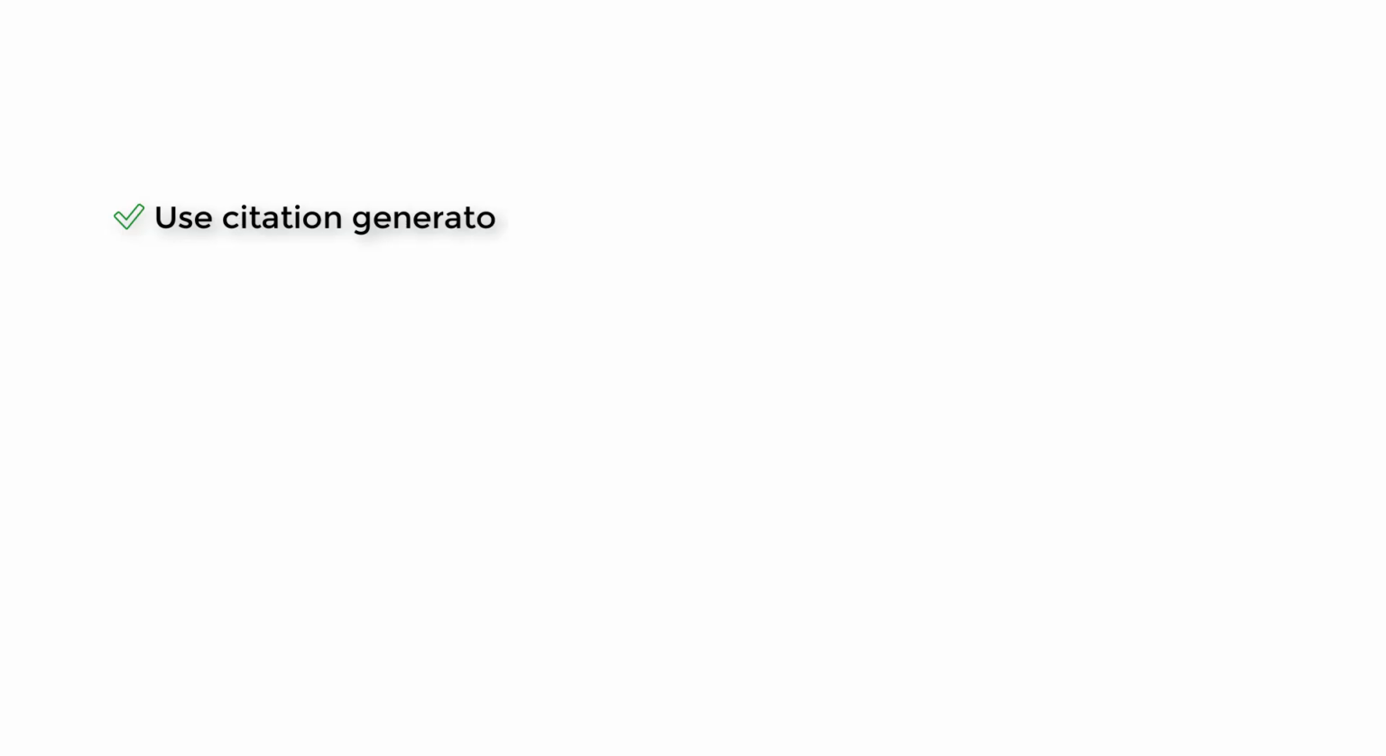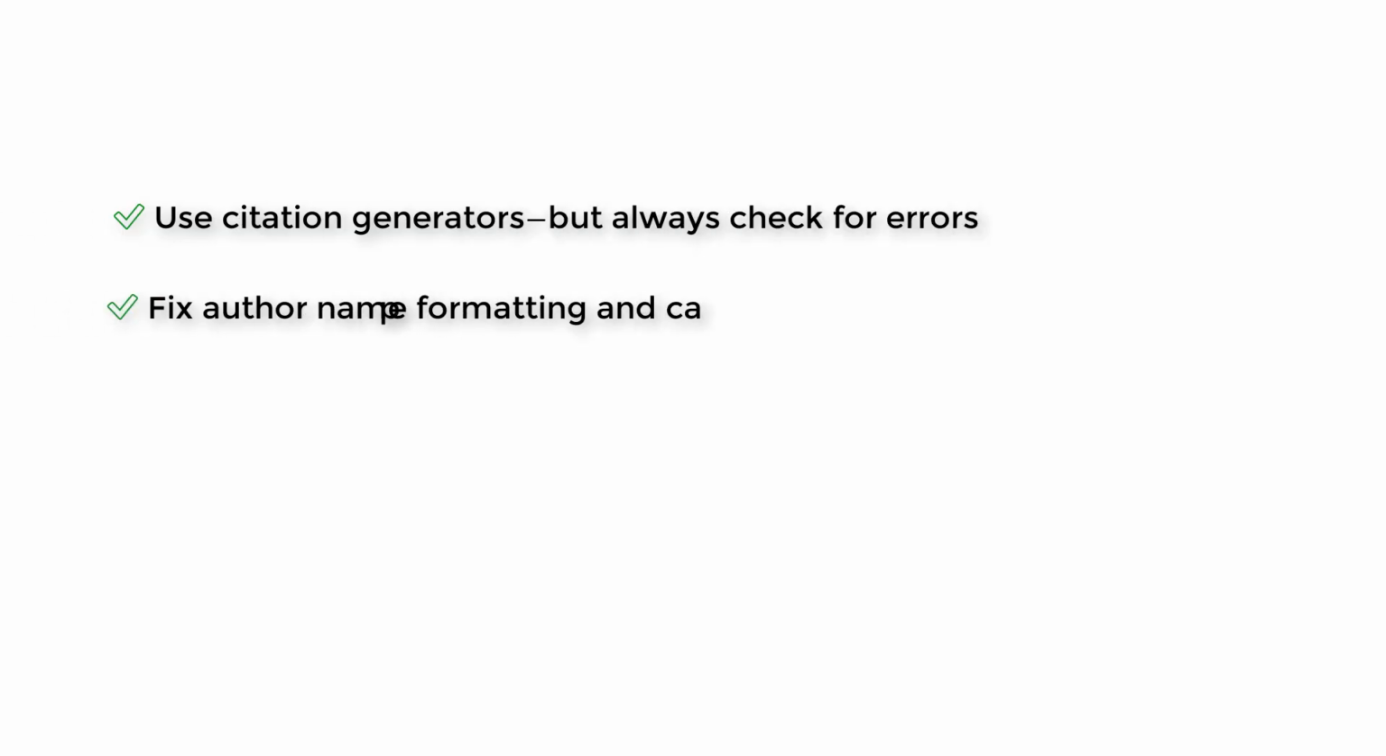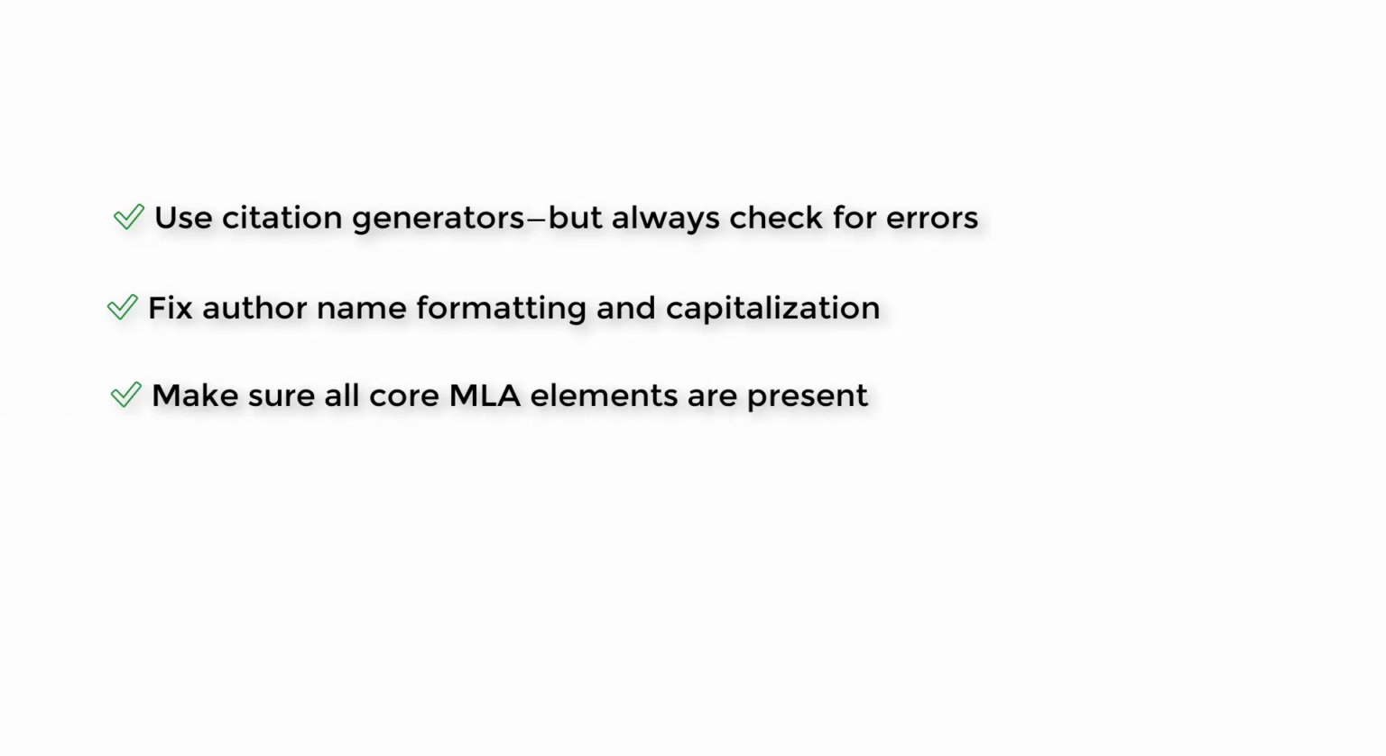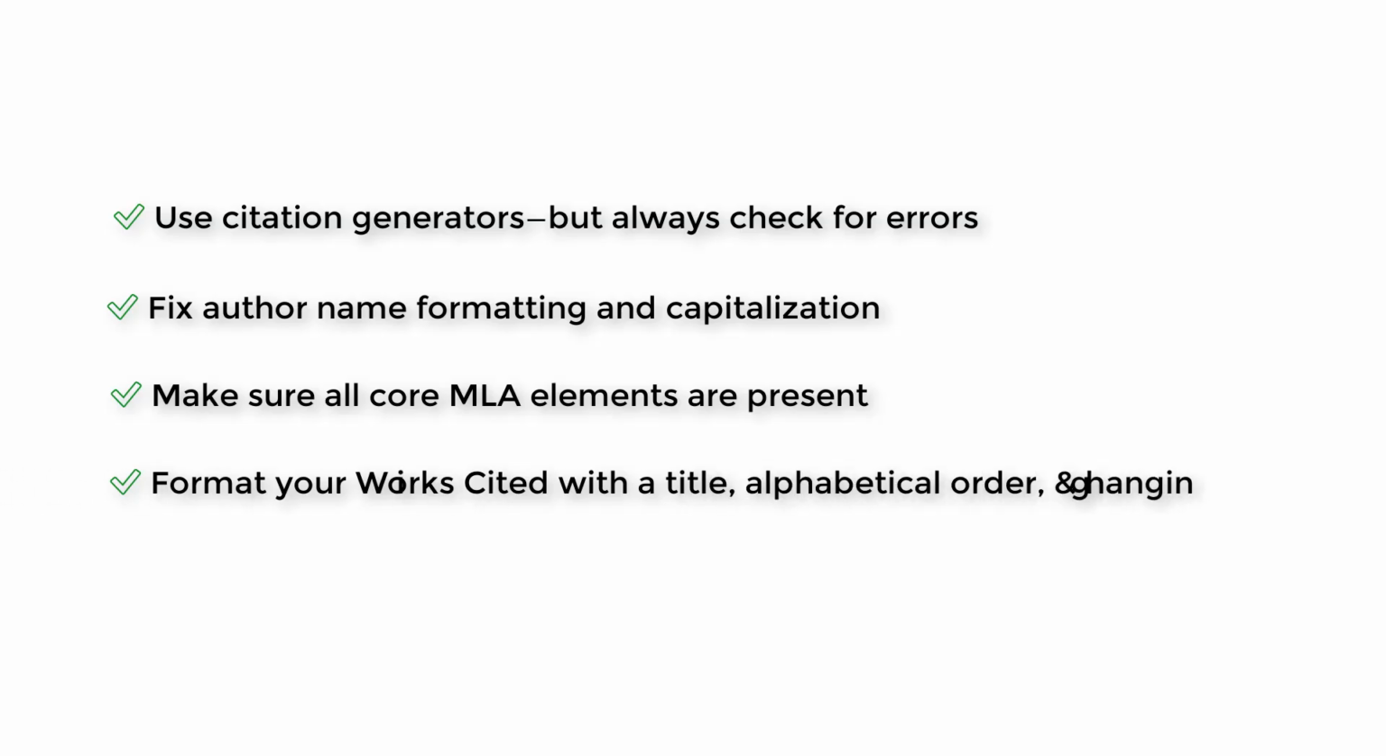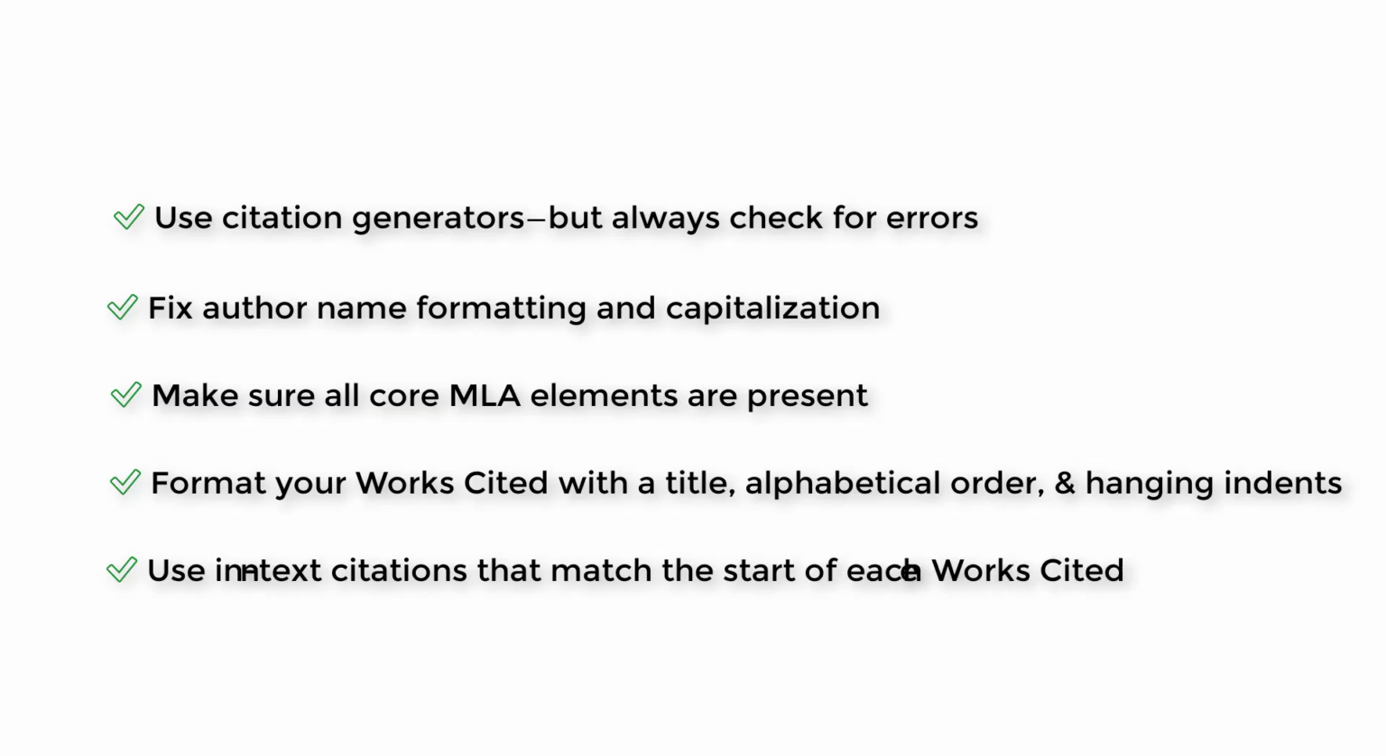So here's your final checklist. Use citation generators, but always check for errors. Fix author name formatting and capitalization. Make sure you have the core MLA elements present. Format your Works Cited with a title, alphabetical order, and hanging indents. Use in-text citations that match the start of each Works Cited entry.